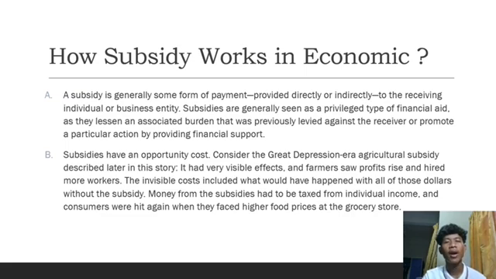Subsidies have an opportunity cost. Consider the Great Depression era agriculture subsidy described later in this story. It had very visible effects, and farmers saw profit rise and hired more workers. The invisible costs include what would have happened with all of those dollars without the subsidy.